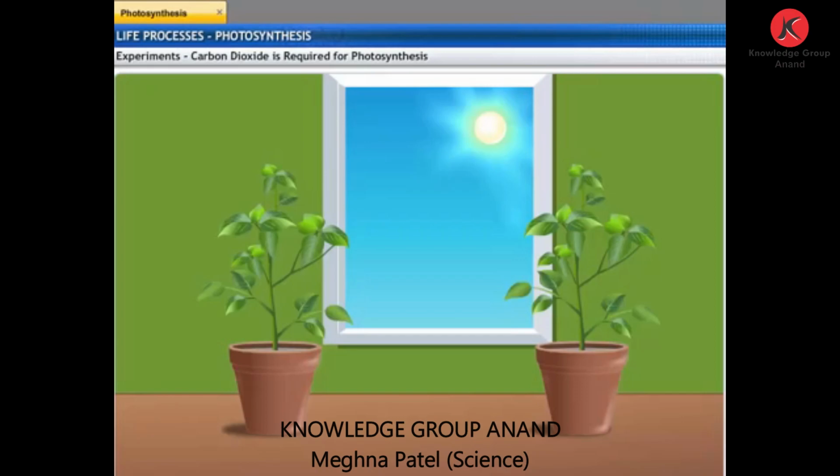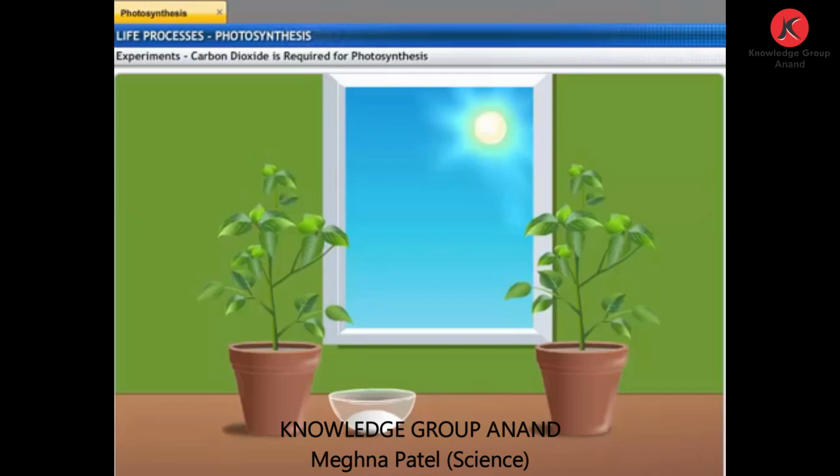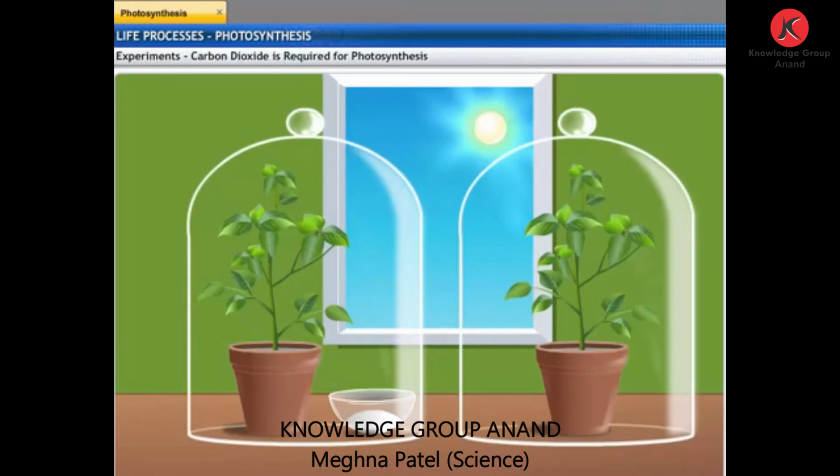Take 2 healthy potted plants of the same size. Keep the potted plants in a dark room for 3 days. Now, place a watch glass containing potassium hydroxide beside one of the potted plants. Potassium hydroxide is used to absorb carbon dioxide. Next, cover both the plants with separate bell jars as shown. Seal the bottom of the bell jars to the glass bottom surface so that the setup is airtight. Keep the plants in sunlight for about 2 hours.